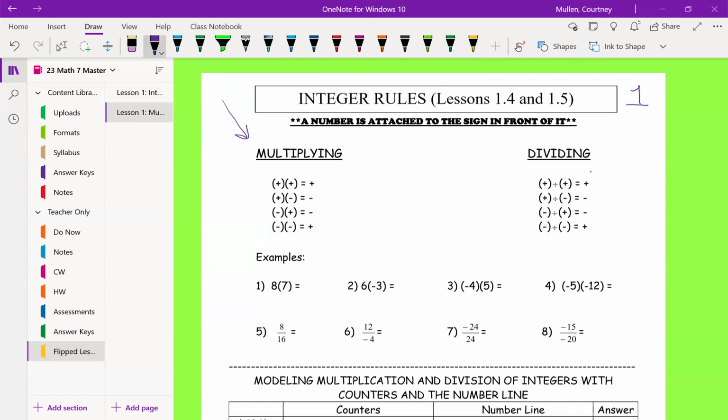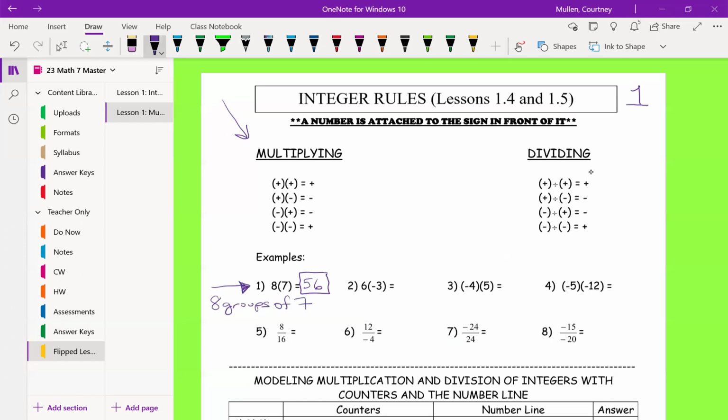Now before we just apply the rules, let's see this demonstrated in a couple of different ways. If you're multiplying two positive numbers together, like we see here in example 1, this is telling us positive 8 times positive 7. This means 8 groups of 7. So if you wrote 8 groups of 7 of something, how many would you have? Well, 8 times 7 is 56. That should be review. You know how to multiply two positive numbers already.